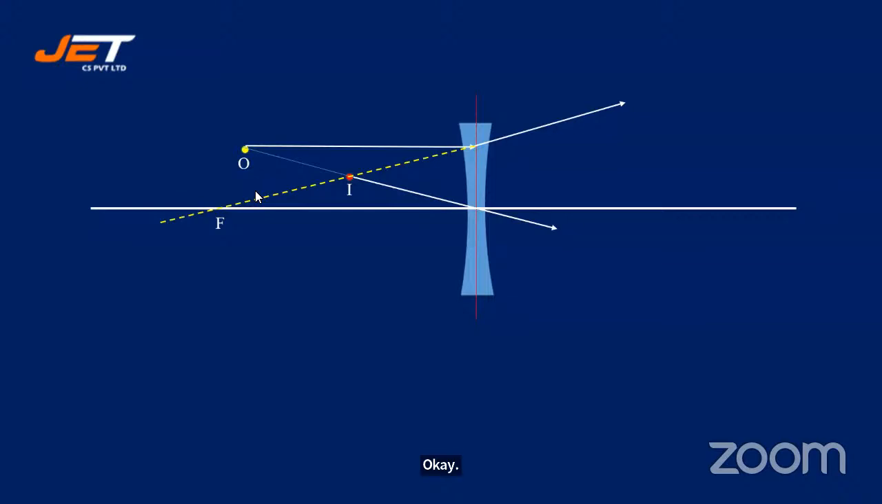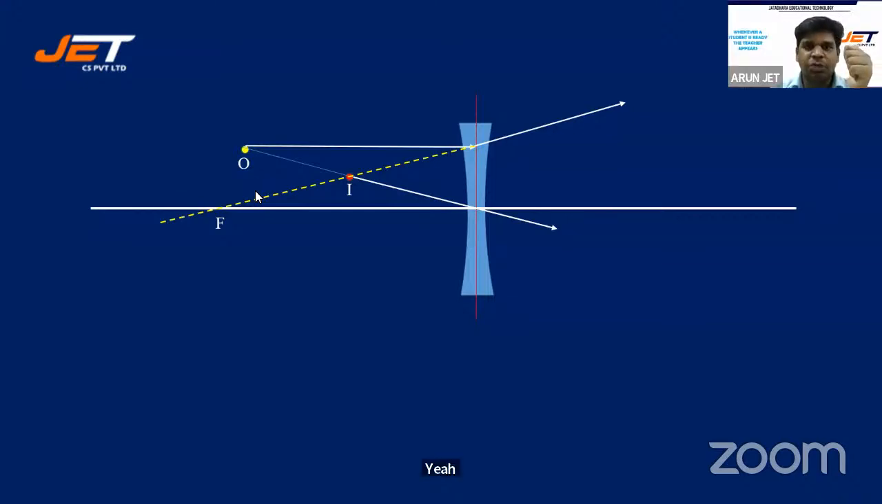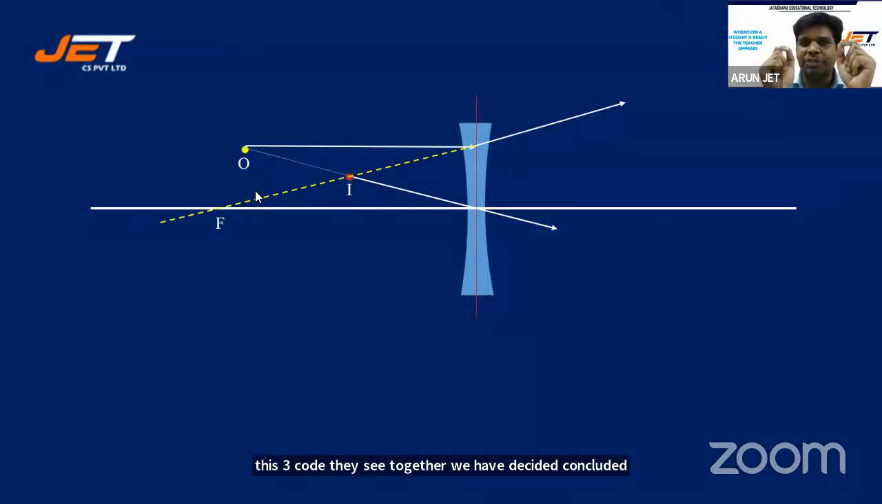Define the lens in the sense that I could decide which lens it is, where it is, and what the focal length of the lens is. These three together, we have concluded where the lens should be, what kind of lens it should be, and what the focal length of the lens should be.